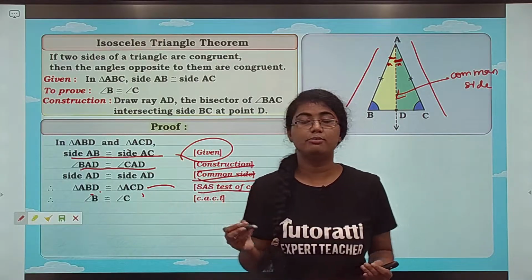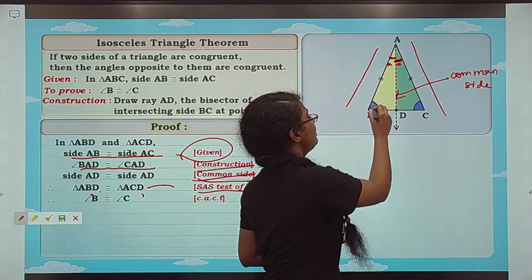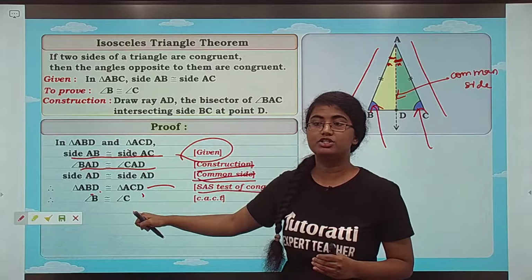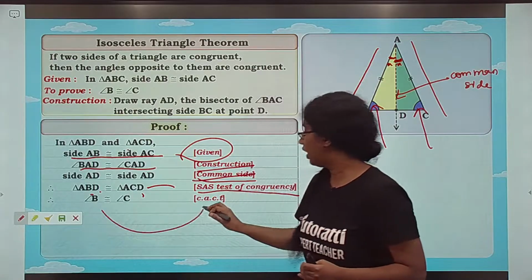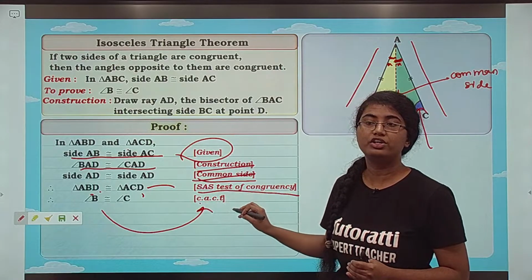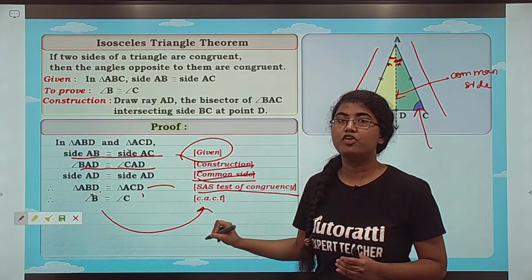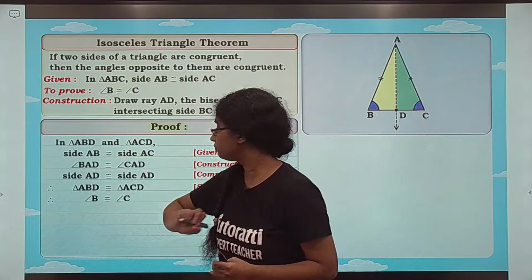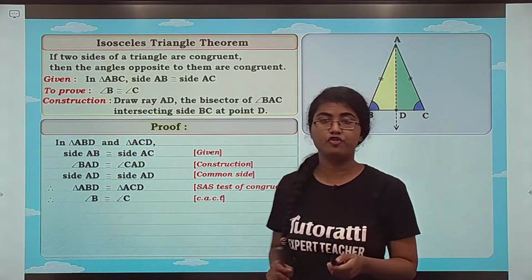So what are the remaining elements? The remaining elements are B and C. So angle B is congruent to angle C. What is the reason here? Corresponding angles of congruent triangles. Okay, alright. I hope you are understanding this so far.